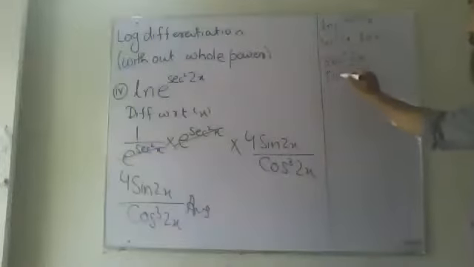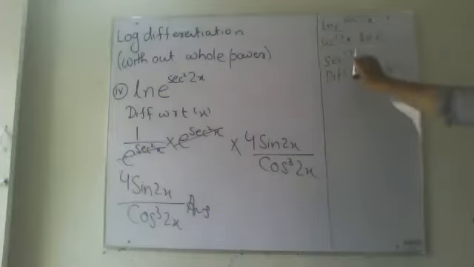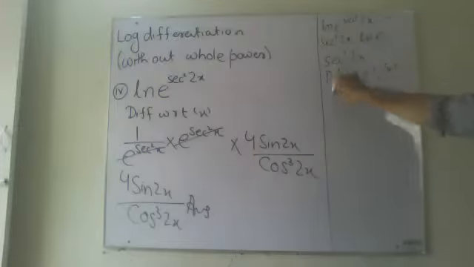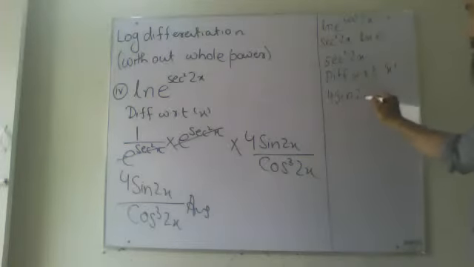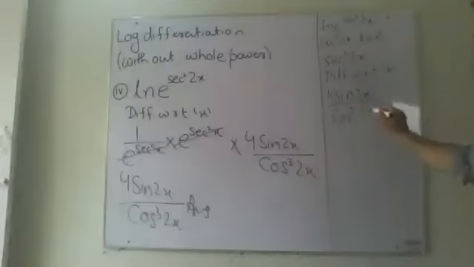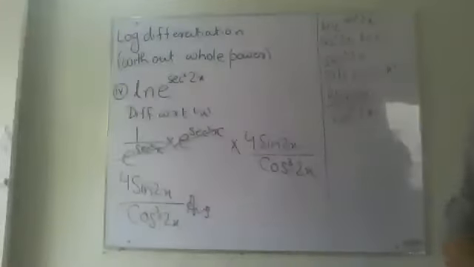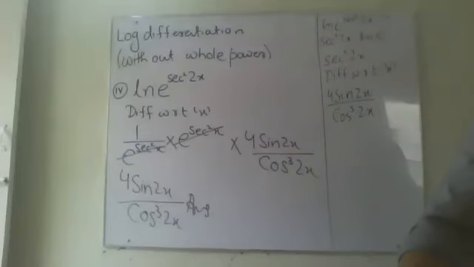Now I have to differentiate this thing only. Differentiate with respect to x, and the differentiation of this, we have already known, is 4 sin 2x over cos cube 2x. You have to show that differentiation. We have already done it, that's why I'm not solving it in this one. But if you are doing it separately, then you have to show that step. Okay, so these are the two ways in which differentiation can be done.